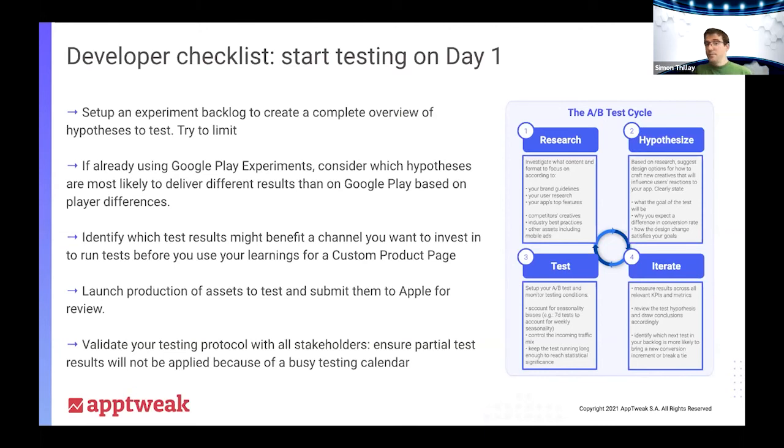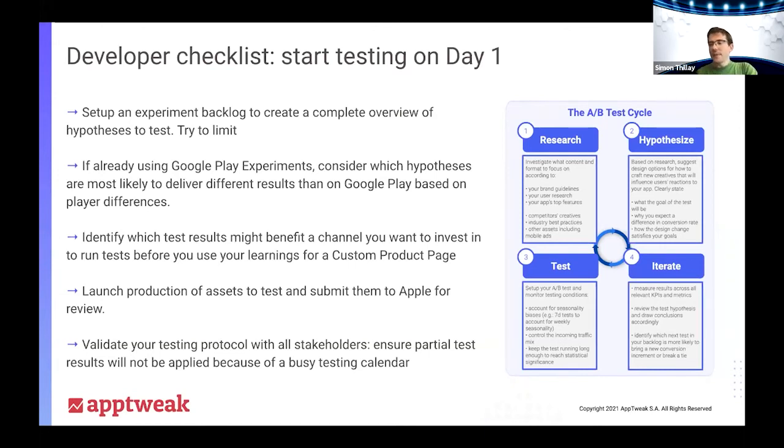Third, do identify which test results could benefit from a specific channel, because you could also prepare some tests that are going to help you prepare for the custom product pages that will be coming later this year or beginning of 2022. Make sure to have enough time for producing all of the assets and submitting them to Apple to start testing as soon as iOS 15 hits. And finally, do make sure that you can validate a testing protocol with all of your stakeholders.